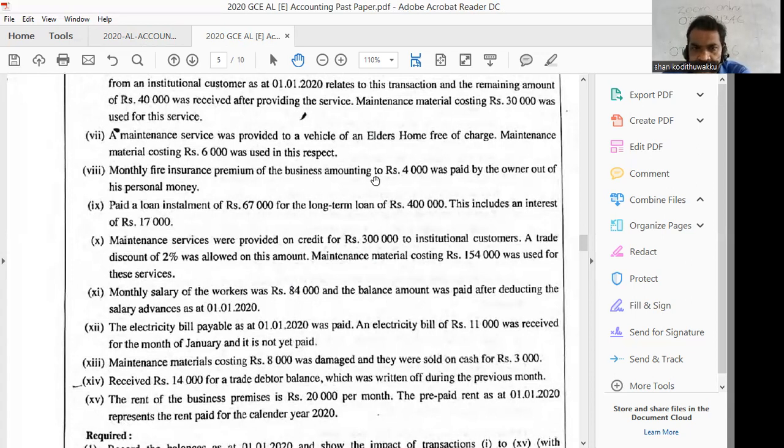Again, as he has paid 4,000 to settle monthly fire insurance of the business, that is an expense for the business. So because of expense, again, it will affect to reduce equity, then minus 4,000. We can just take the answer.